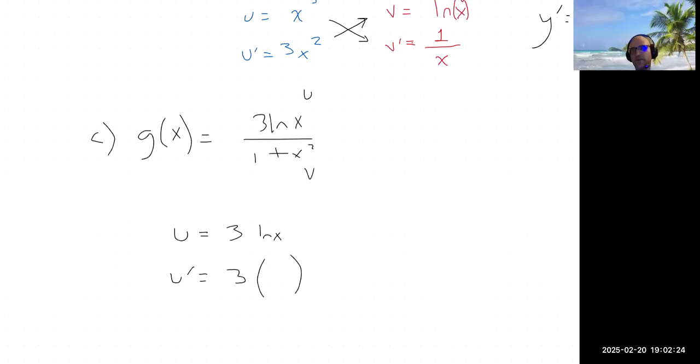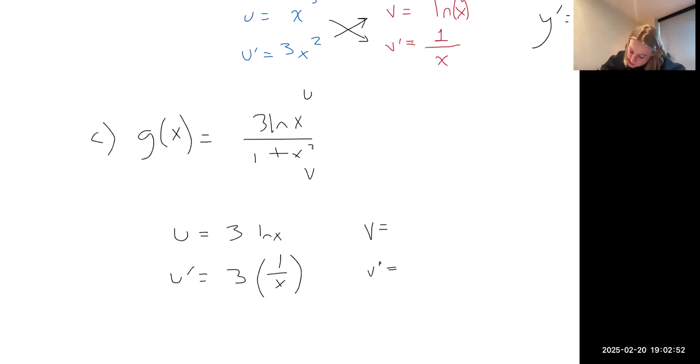Well, remember that the derivative of ln x is not going to be 0. What was the derivative of ln x? Oh, 1 over x. Good. So it equals 3 times 1 over x. So 3 over 1 times 1 over x. So we get 3 over x. Yeah, that's good. u prime equals 3 over x.